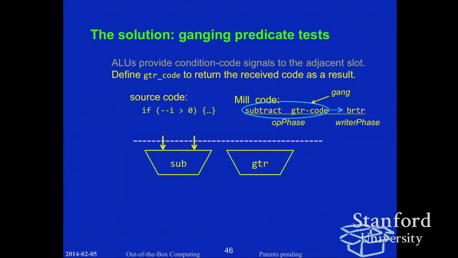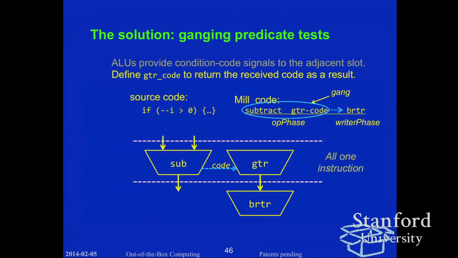There's the two inputs to the sub. The greater has no inputs at all. The code gets passed from the sub to the greater horizontally. We go through the cycle boundary. The subtract result winds up everywhere it does, as does the greater result. But in addition, the branch on true can pick up that. It's all one instruction, and we're done. Phasing permits us to pick that up as being still in the same cycle.